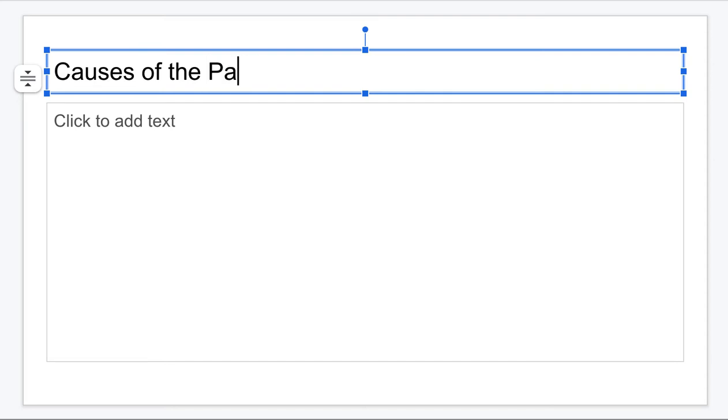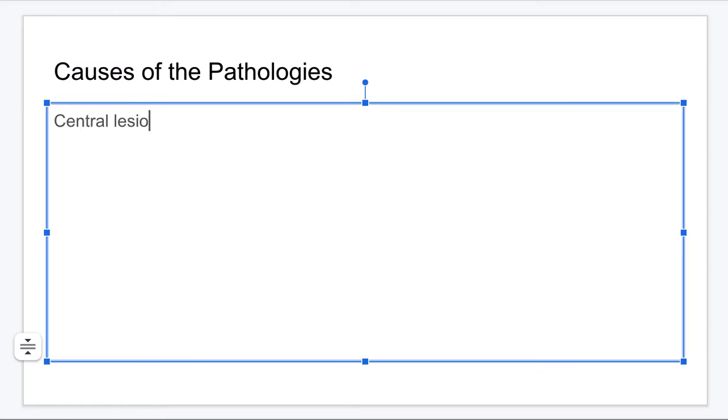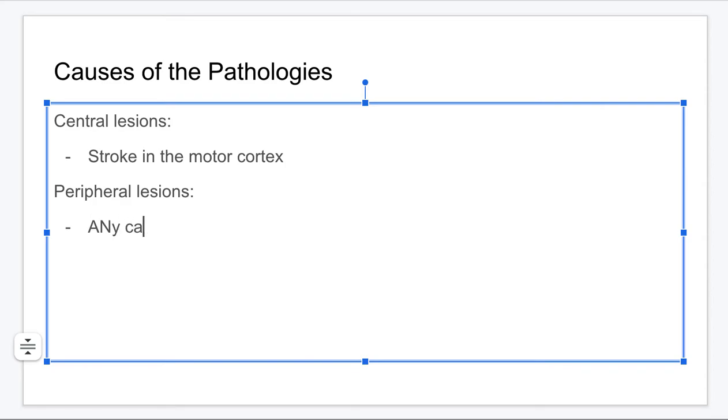of pathologies. Okay, so central lesions would obviously be a stroke occurring in the motor cortex, and peripheral lesions would be any causes. Central lesions, which are going to be unilateral, can be a stroke in the motor cortex.